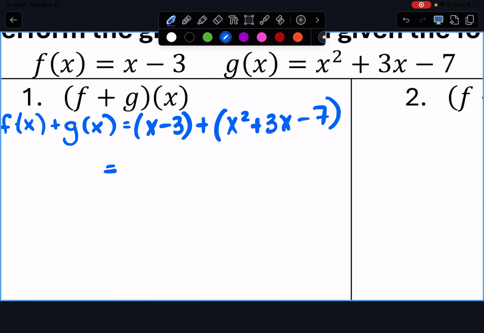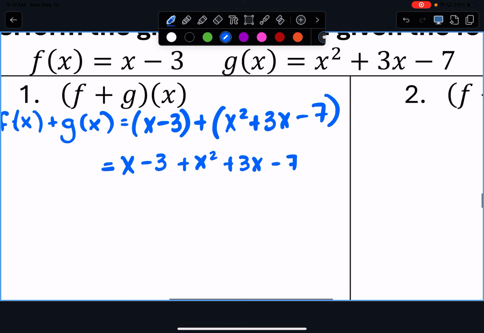So if we look at this, nothing changes with x minus 3. But over here, we have to make sure none of our signs change. A positive and a positive is a positive. A positive and a positive is a positive and a negative is a negative. Okay? So none of our signs change when we add. We just write down the problem as it is. And then we combine like terms and write it in standard form. Standard form means biggest exponent goes first. So in this problem, what would that be?